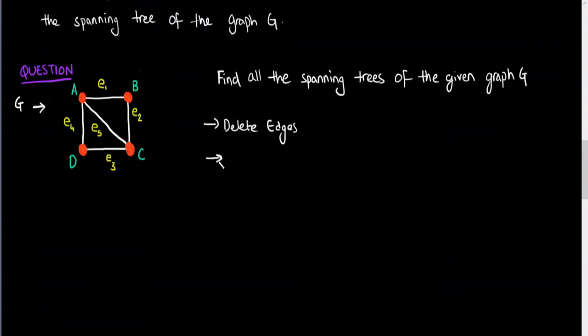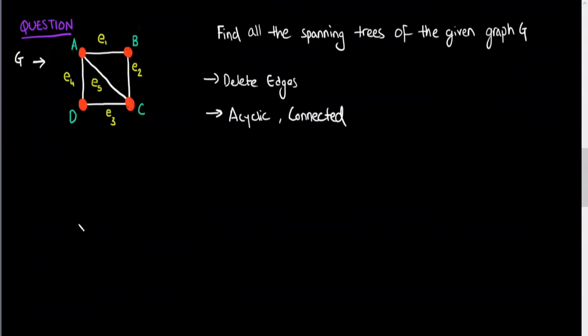Secondly, since it's a spanning tree, it should be acyclic and it should be connected, because a spanning tree is a tree, right? So we need to adhere to these 2 points here. So let's see what all combinations we can make.